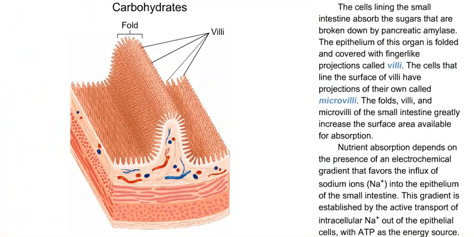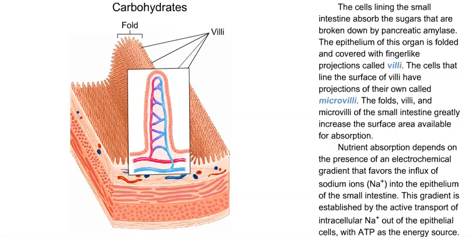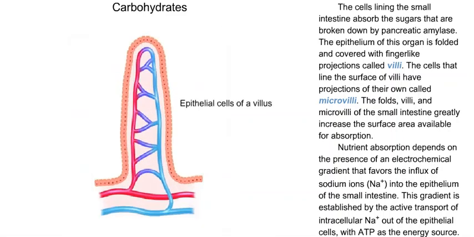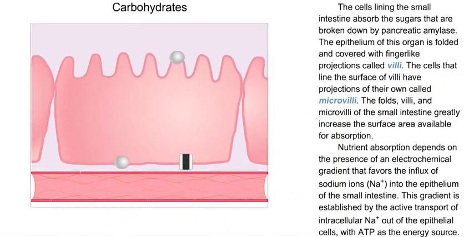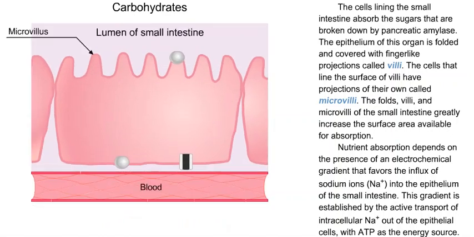The epithelium of this organ is folded and covered with finger-like projections called villi. The cells that line the surface of villi have projections of their own called microvilli. The folds, villi, and microvilli of the small intestine greatly increase the surface area available for absorption.